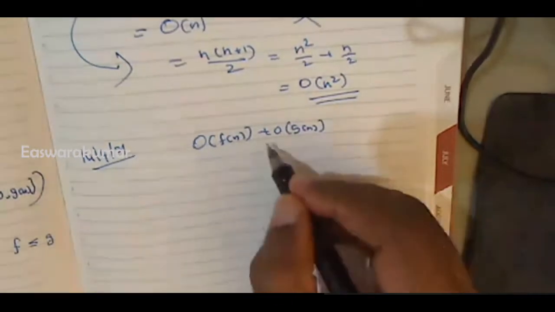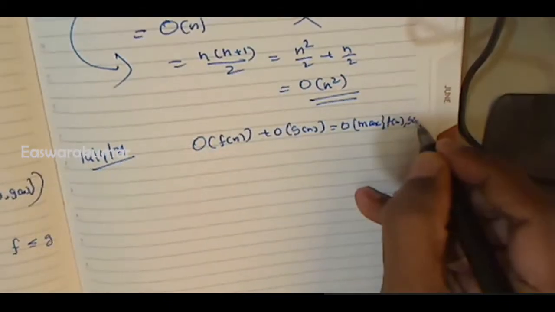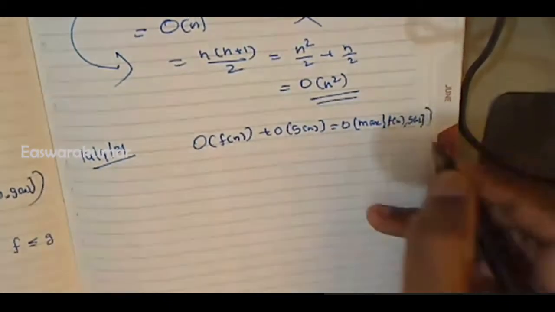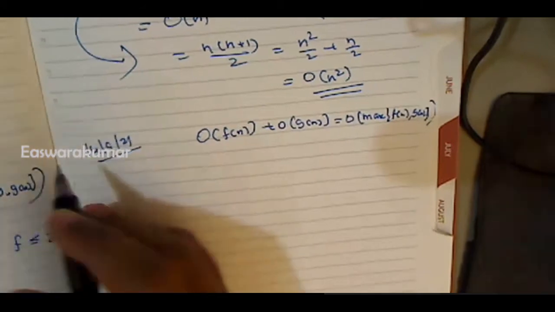Order of f of n plus order of g of n is equal to order of maximum of f of n comma g of n. Okay, and we have proved it, how it comes. So let us see some more properties.